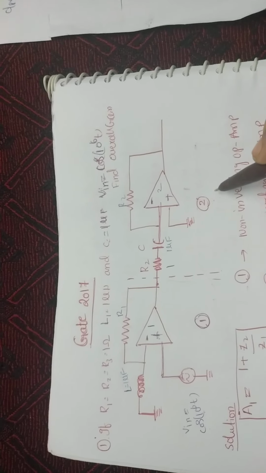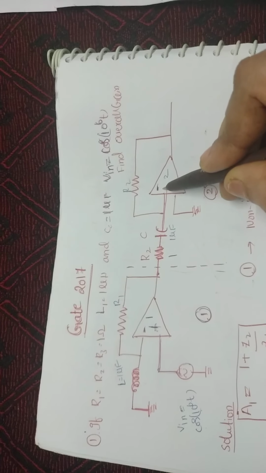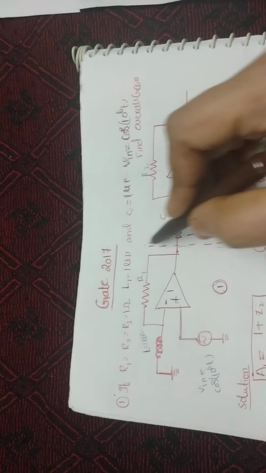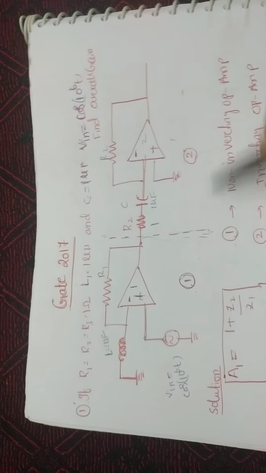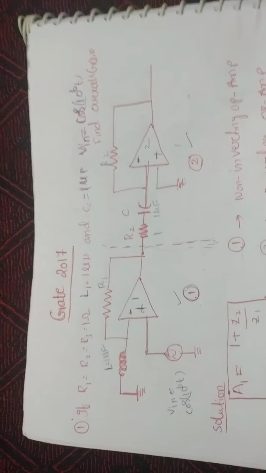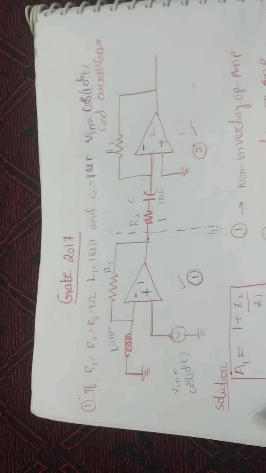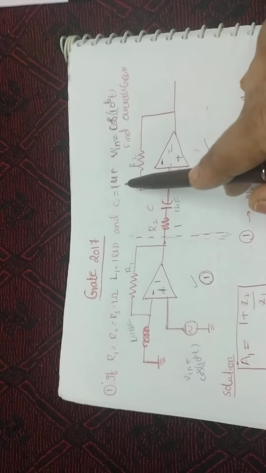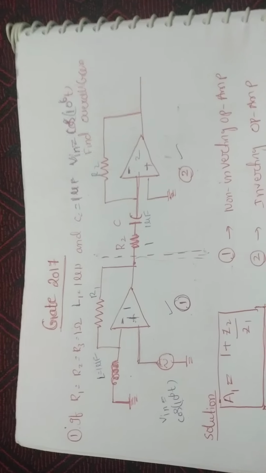This second operational amplifier is configured as an inverting amplifier. Why is it inverting? Because the input is connected to the inverting terminal. Here the input is connected to the non-inverting terminal. So you can divide this operational amplifier into section 1 and section 2. This one is the non-inverting configuration and this one is the inverting configuration. In the given problem, the resistor values R1, R2, R3 are 1 ohm, C is equal to 1 microfarad and L is equal to 1 microhenry. Okay, let's see how to solve the question.